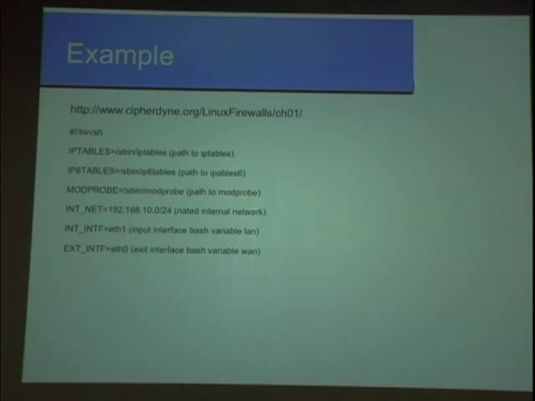So what we're going to do here is load the path to the IP version 6 tables and then the path to the IP tables into a bash variable. And then we're going to load our internal network, our interface, and our exit interface. This example is for using Linux as a firewall, but I found it useful for an actual NATed, translated firewall.